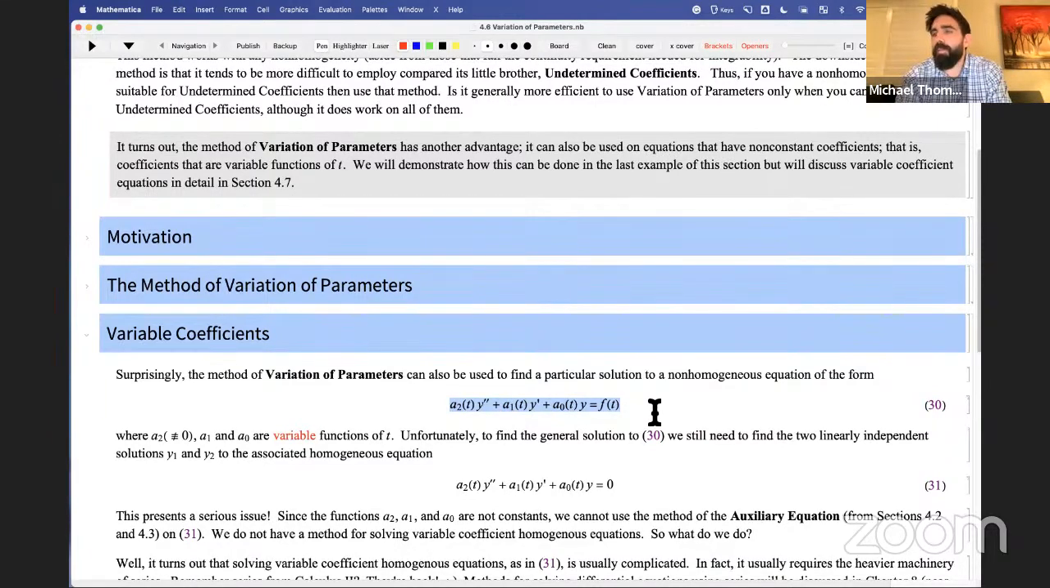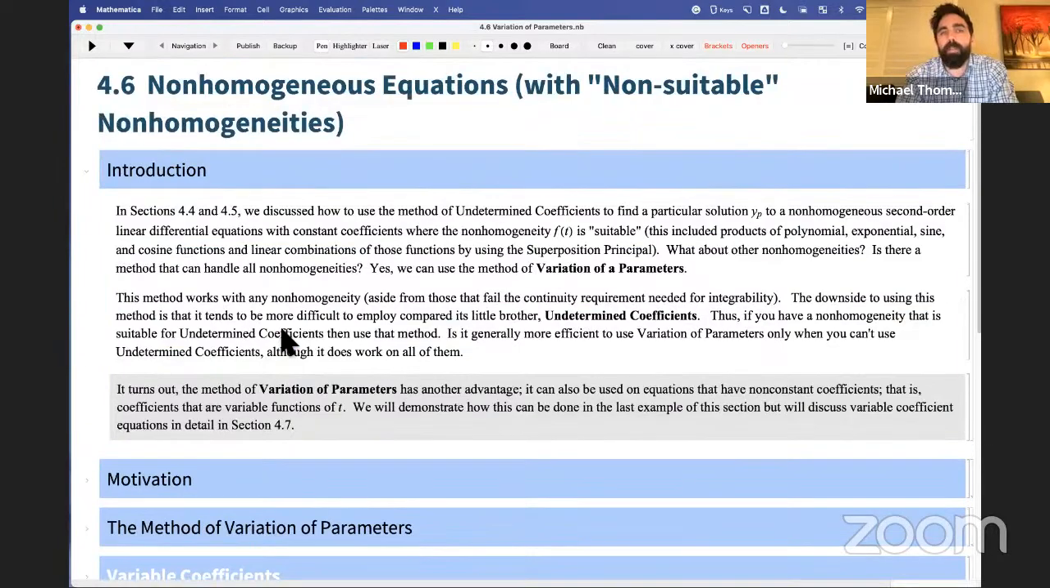What do I mean by variable? Look at the coefficients in front of the y double prime, in front of the y prime, and in front of the y. Notice all of them are functions of t, so they can vary. Before, we didn't have a t there, because they didn't vary, so there was no reason to write a1 of t, a2 of t, or a naught of t. We can use variation of parameters on those situations too.